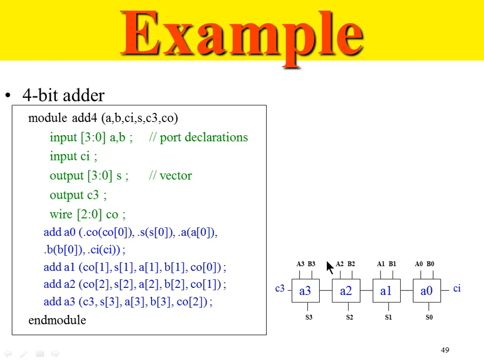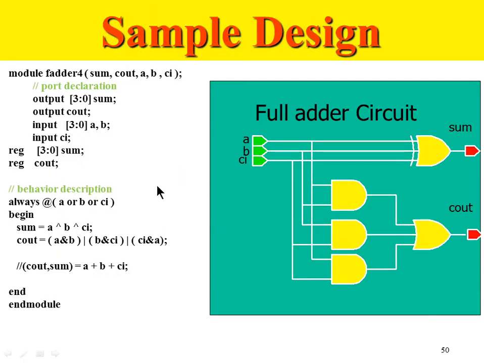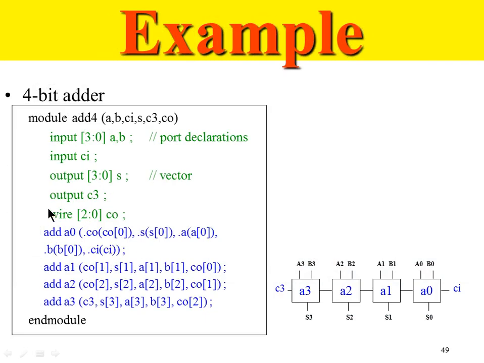So now this is a digital circuit that I am going to build using Verilog using the structural modeling method. So how do I do that? Let's look at it. Module add4. You have to always give a name which is synonymous with the design. So this is a 4-bit adder, so I call it module add4. A, B, Ci, S, C3, CO. This is my port list, out of which A and B are input ports, each of them 4 bits. Ci is an input port, single bit.